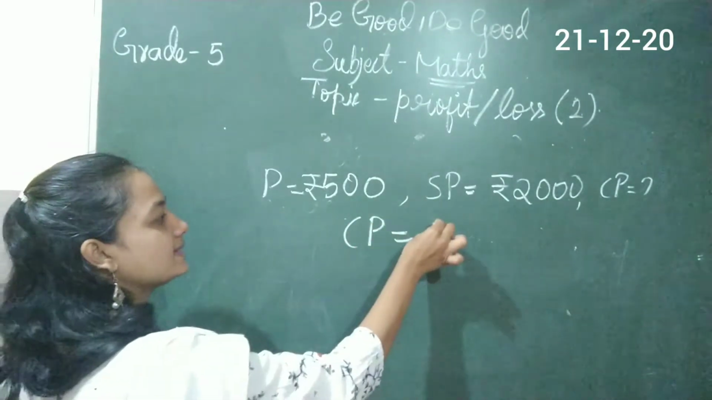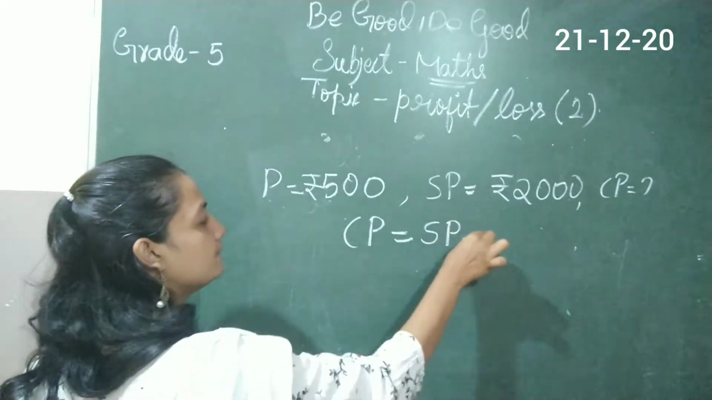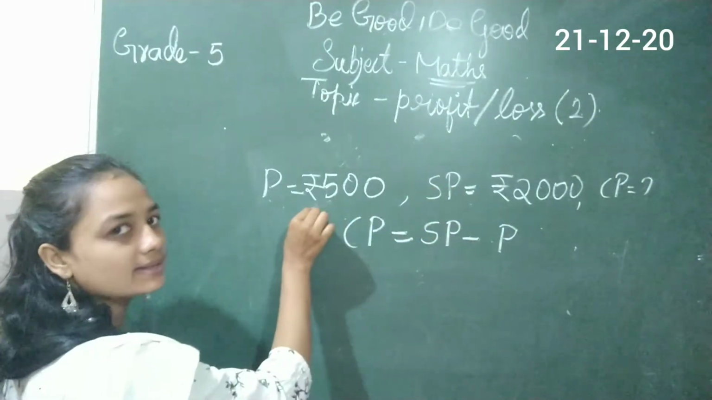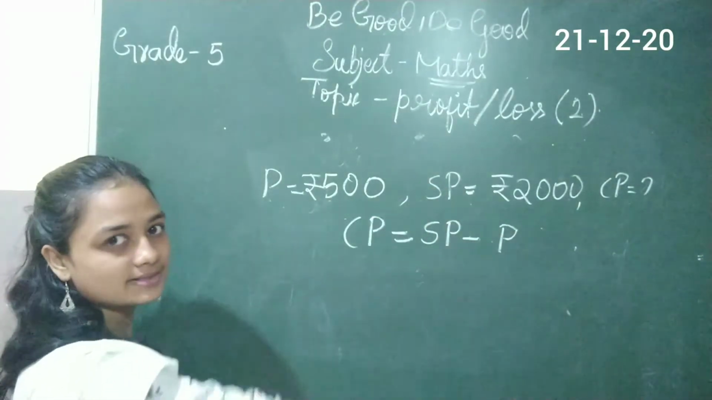So we will find using a formula. When profit is given and you want to find CP, you should simply subtract SP minus P. It is normal, it is a greater number and this is a lesser number. You subtract, you get the other number.